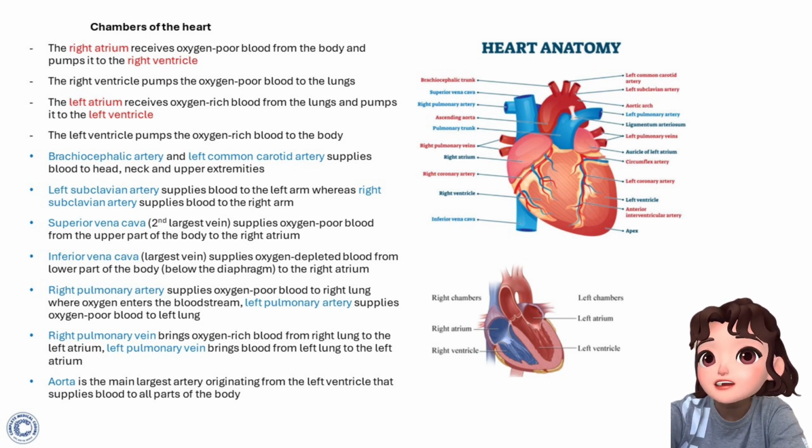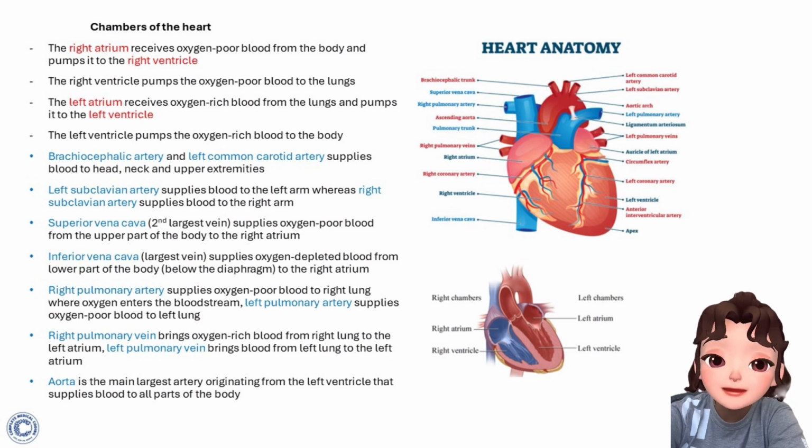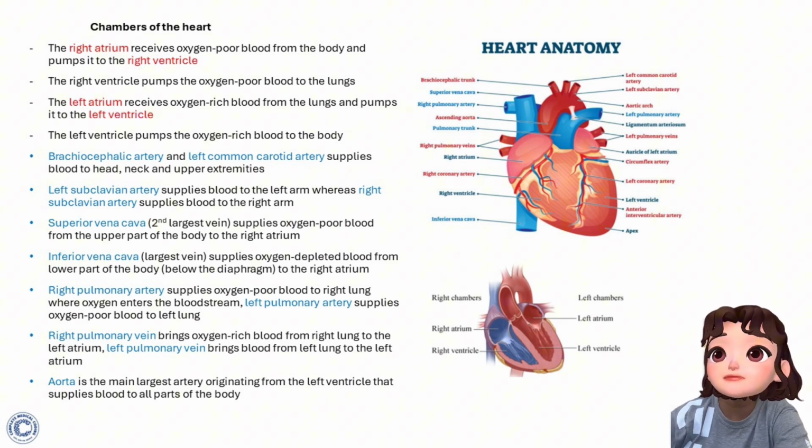Now, a few more arteries and veins. Brachiocephalic artery, you can check in the first picture. Brachiocephalic artery and left common carotid artery, these 2 arteries supply blood to the head, neck and upper extremities. Whereas the left subclavian artery supplies blood to the left arm, and the right subclavian artery supplies blood to the right arm.